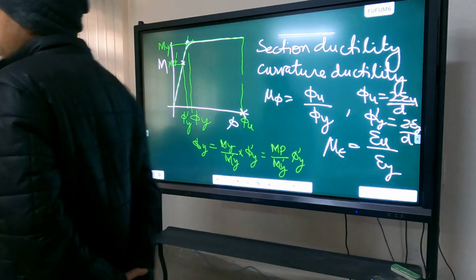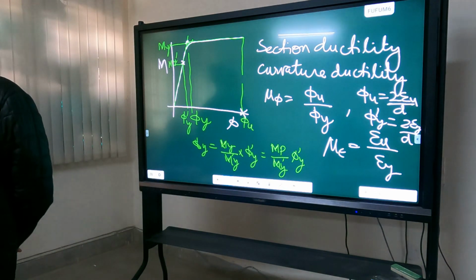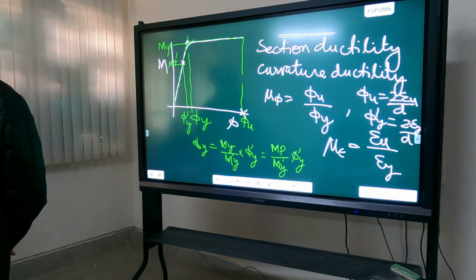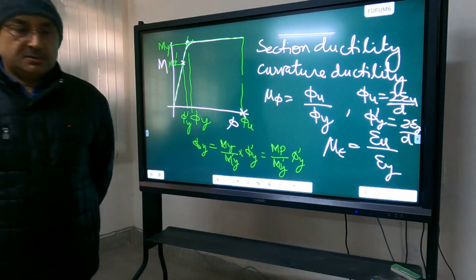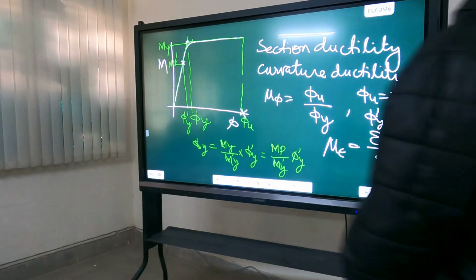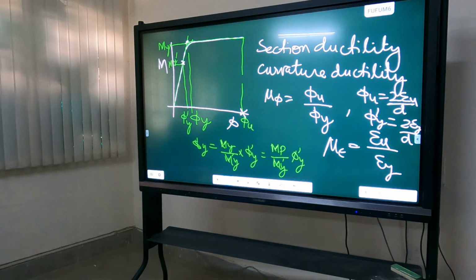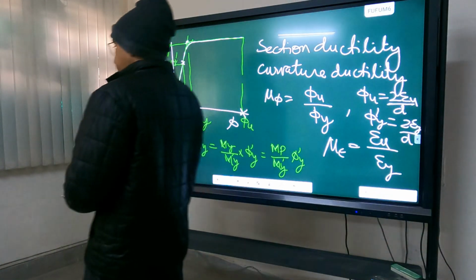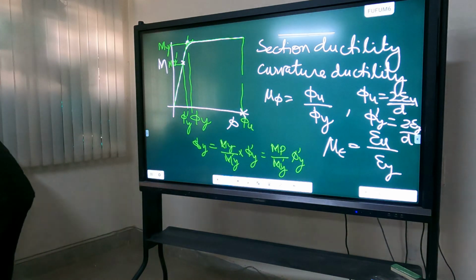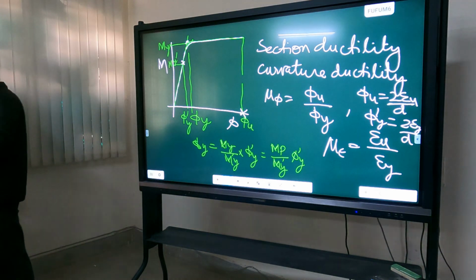Actually, we are not interested even in curvature ductility. We are interested in displacement ductility, which we will take up later. That will depend on curvature ductility. How to obtain that we will learn. So, any question up till this point? I have the first tutorial for you.